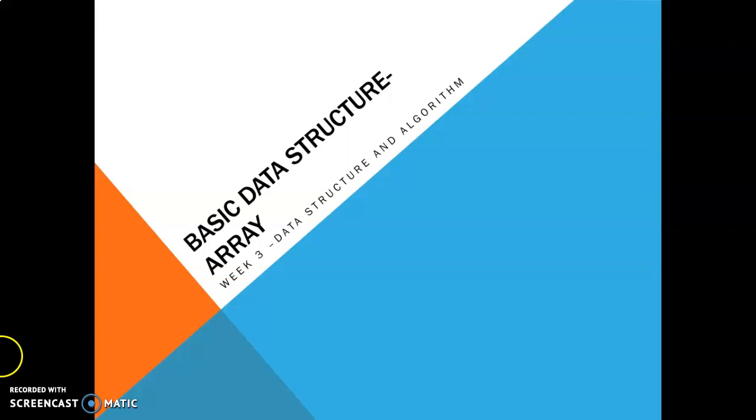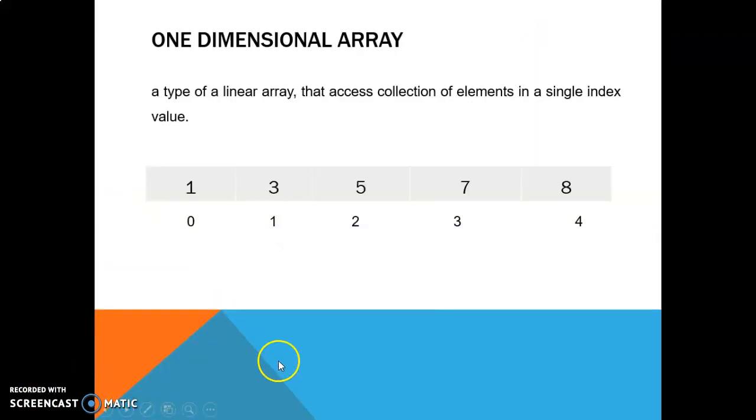Okay, so ang unang topic natin is the one-dimensional array. If we say one-dimensional array, it is a type of linear array that acts as a collection of elements in a single index value. So dito, mapapansin nyo, ang loob ng element nyo consists of numbers 1, 3, 5, 7, and 8. Okay, so ito yung laman ng element nyo inside the array.